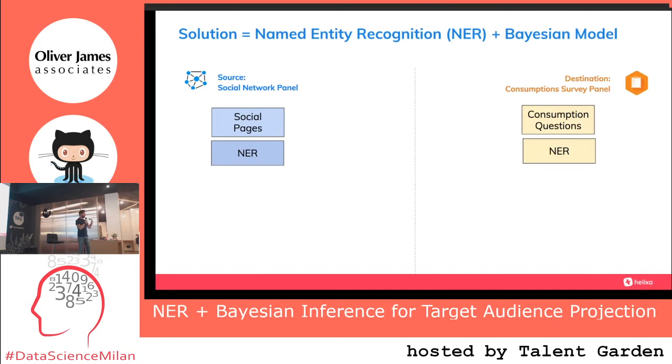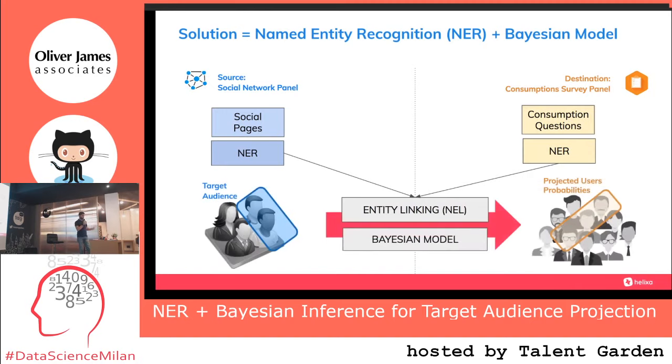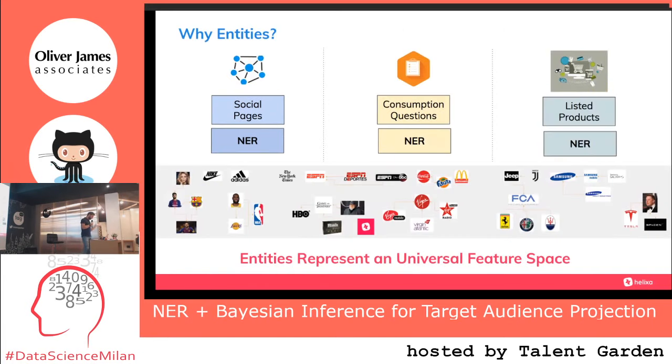The way it works, very high level, is that you take the individual domains, for example, the social pages and the questions in the survey, and then you run a named entity recognition algorithm to extract the entities. You get all the entities you can from the different domains, and then you link them together using an entity linking algorithm, and then the next step is to apply this Bayesian model that will allow you to define the audience in one domain and then project to the other. And now we're going to see in detail how all of those steps work, okay?